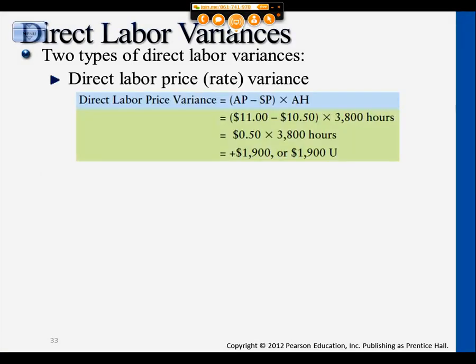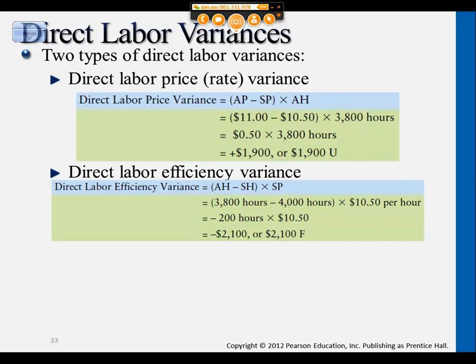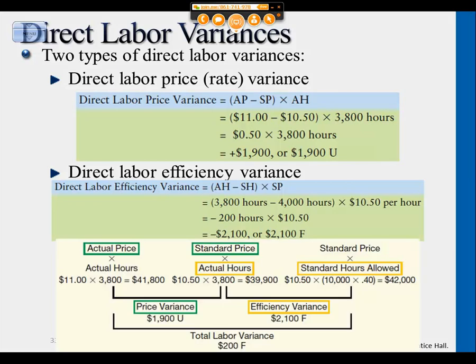All right, more. Direct labor price variance and direct labor efficiency variance are the two types of direct labor variance. We calculate our direct labor price variance as the difference between the actual price and standard price multiplied by the actual hours. And the direct labor efficiency variance is the difference between actual hours and standard hours multiplied by the standard price. So how does it look? The price variance is the difference of the two, actual price times actual hours and standard price times actual hours. And the efficiency variance is, again, the difference of the two.